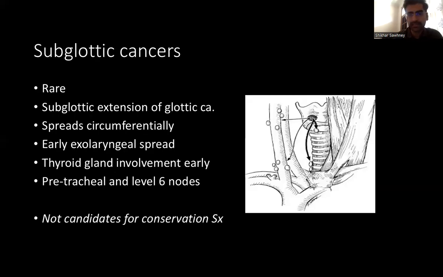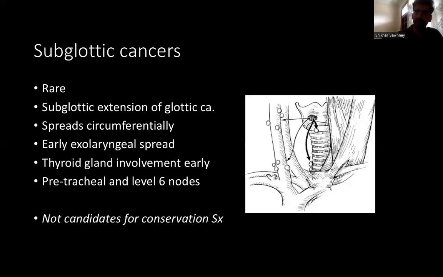Talking about subglottic cancers, primary ones are rare. Usually, it is a subglottic extension of glottic cancers that we see. They usually spread circumferentially in the subglottic area. They have an early exolaryngeal spread through the cricothyroid membrane. And also because of its close proximity to the thyroid gland, they may spread to the thyroid gland. They may involve the thyroid gland at an early stage of the disease as well.